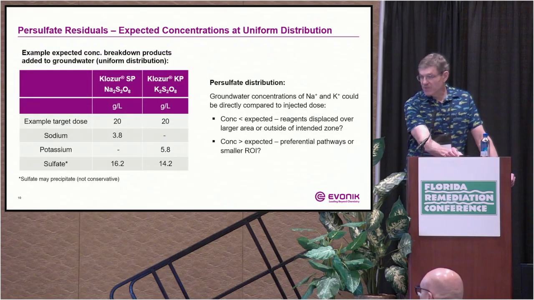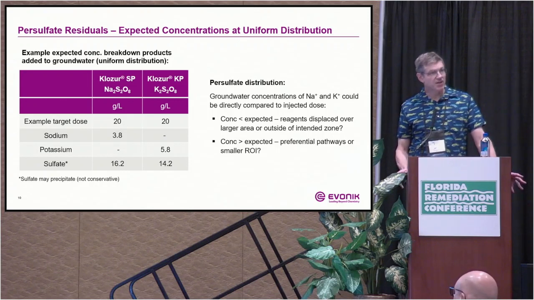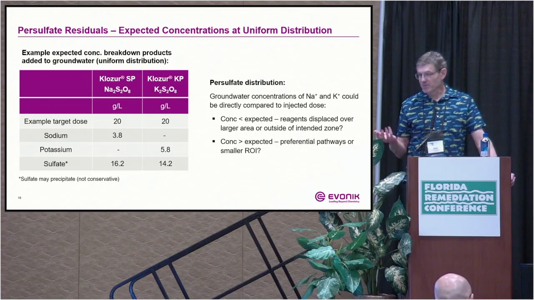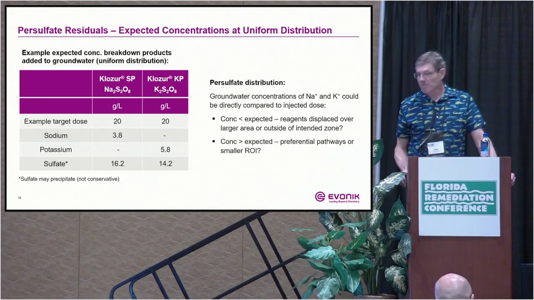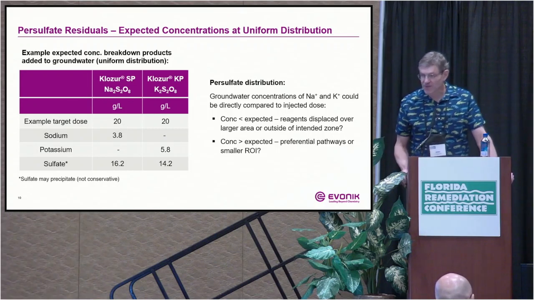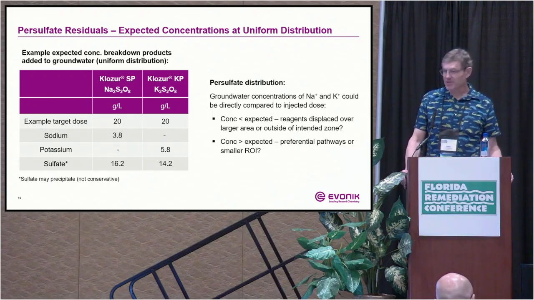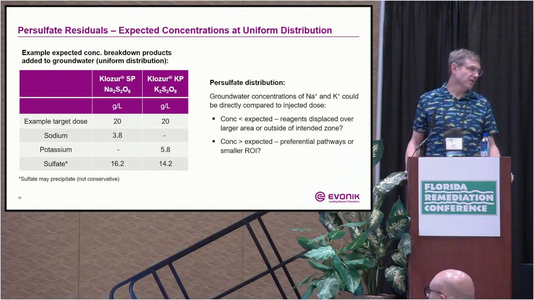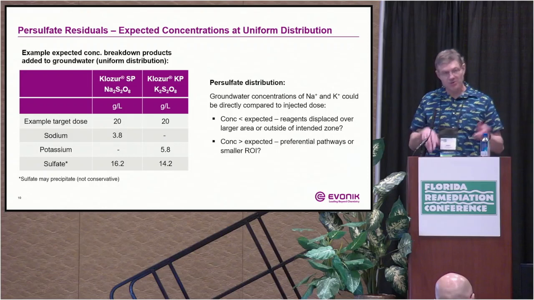These are the same ratios, but expressed in a way that you can understand. If you're targeting 20 grams per liter, for instance, in a groundwater pore volume, what do you expect to see in your wells? 3.8 grams per liter of sodium, or 3,800 milligrams. Potassium, you would see a bit more because of the mass ratios. And the sulfate, you can almost read that as persulfate as well, because remember, persulfate is 2 sulfate molecules together. So your persulfate concentration at its peak would be 16.2 grams per liter, and then when it breaks down to sulfate, that would be the same mass. It's not moles per liter, it's mass per liter.